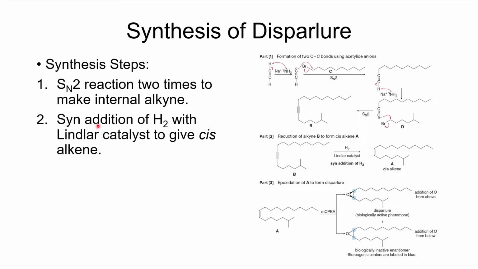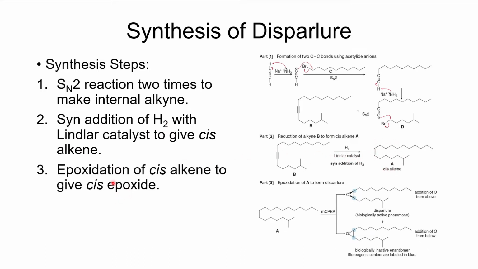Then we can do the syn addition of hydrogen with a Lindlar catalyst to give the cis alkene. So we can get the cis alkene by using that Lindlar catalyst. And then finally, we can do epoxidation of that cis alkene to give us a cis epoxide. Here we're using MCPBA, and that's probably because of solubility issues, why you wouldn't want to use the peroxyacetic acid. But with MCPBA, you can epoxidize.